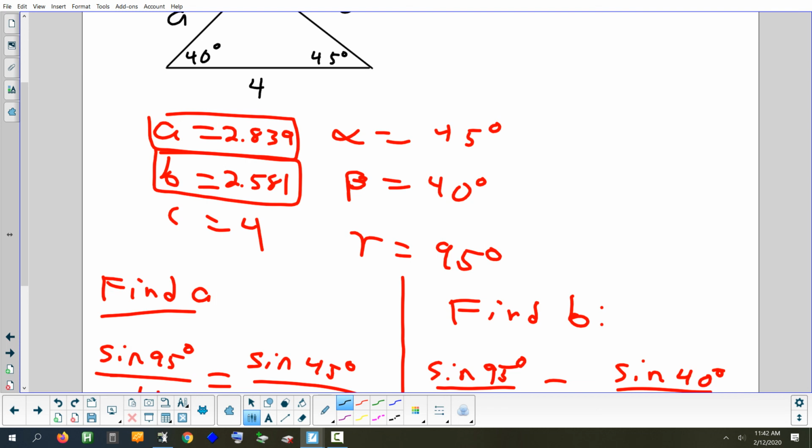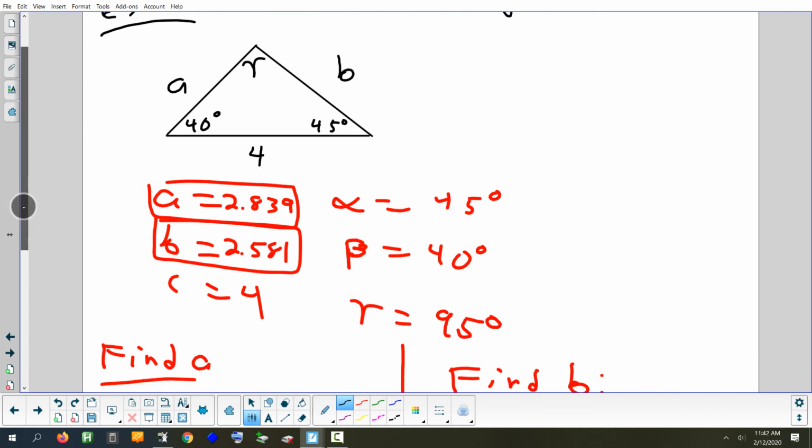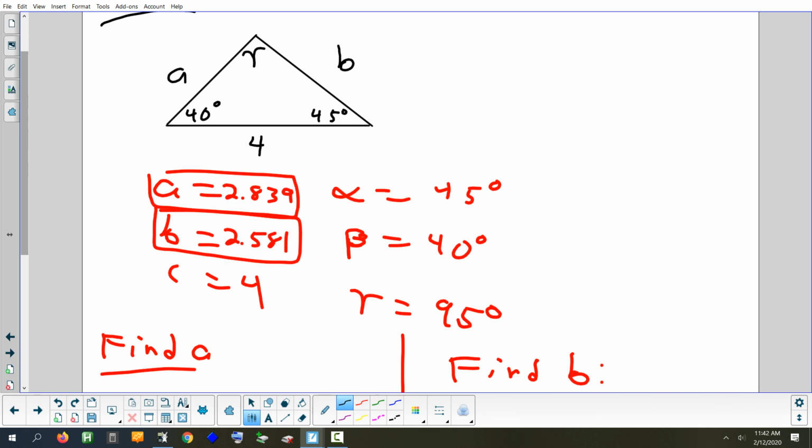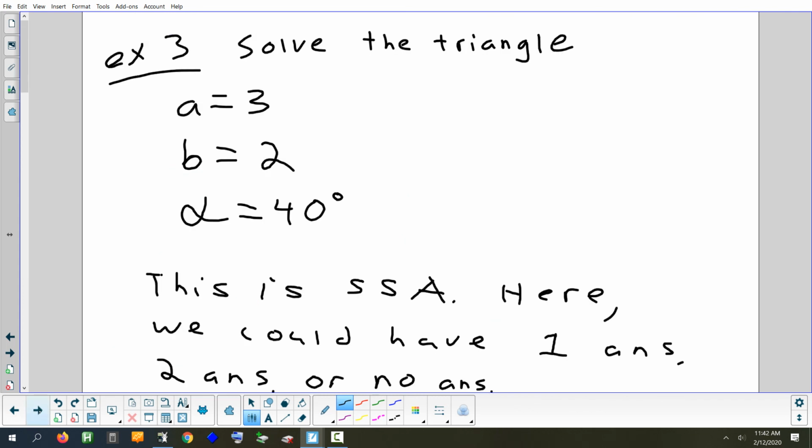Any questions on that type? Okay, so the only difference between this type and the last type is that if you get the angle wrong, it's all wrong. In the other type, if you get the angle wrong, it only would mess up one other thing, not everything. All right, so last type.